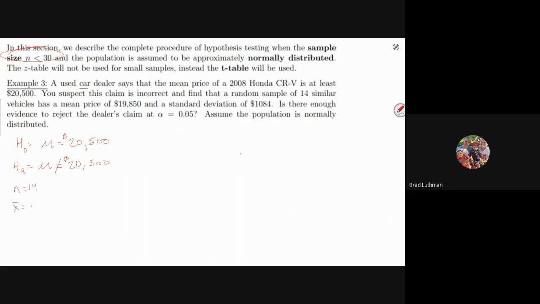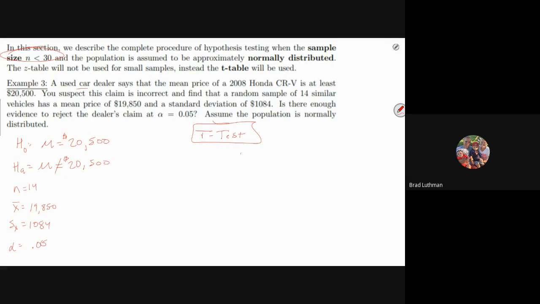X bar of this 14 is 19,850. Standard deviation is 10,084. Significance level we're going to use is 0.05. Because the sample size is less than 30, we're going to use a t-test. So stat test, t-test, stats. Mu sub 0 is 20,500. X bar is 19,850. Standard deviation 10,084, n size 14, not equal to.